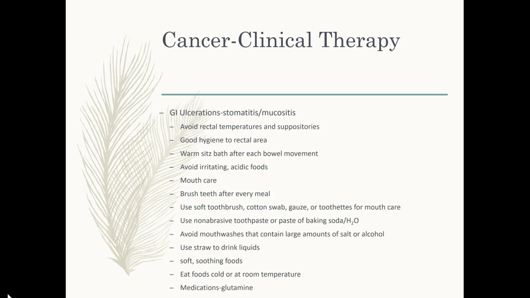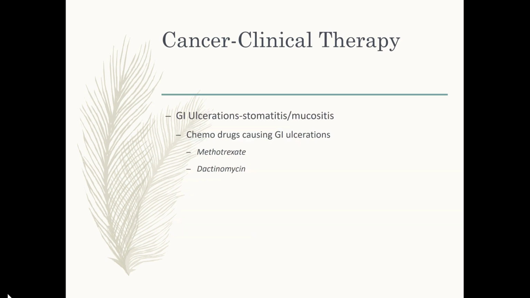I'll talk about glutamine briefly. That stimulates amino acid production, which can prevent mouth sores, so you may see that ordered for some patients. Chemo drugs that cause GI ulcerations are methotrexate and dactinomycin.